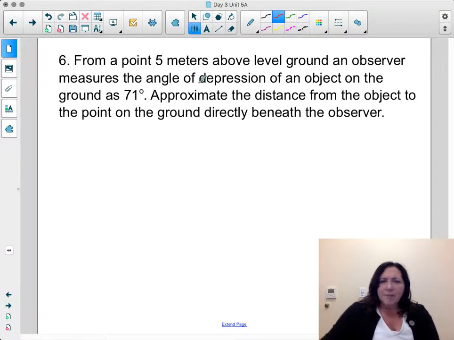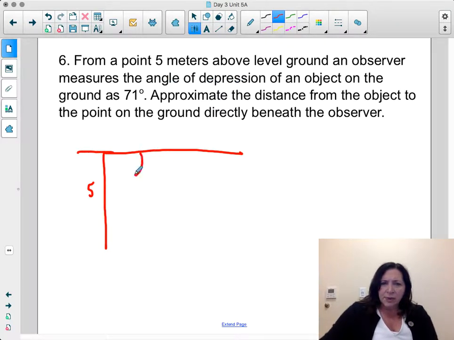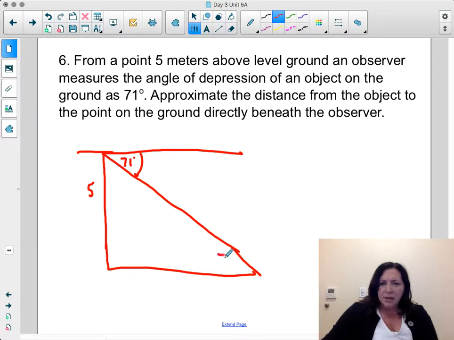From a point 5 meters above ground, so here's 5 meters above ground, somebody measures an angle of depression. So here's the horizontal, right? So this is going to go down like that, the angle of depression at 71 degrees. So keep in mind that value happens to be the same as this value. Approximate the distance from the object to the point on the ground. So that's going to be unknown.